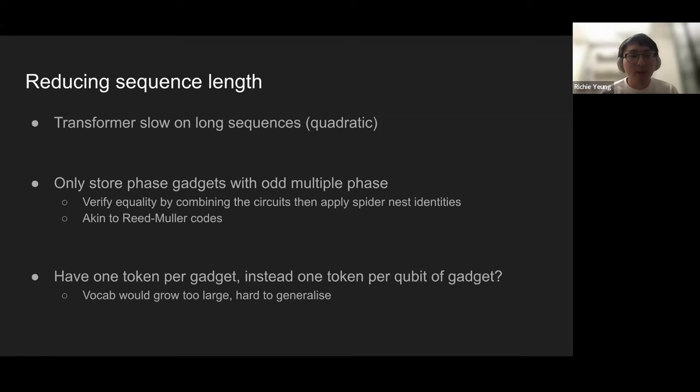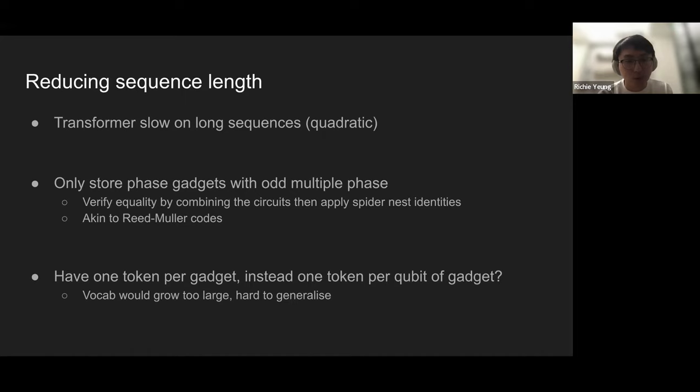When we do this conversion, the way we verify equality of these diagonal Clifford T circuits is that you combine the output with the adjoint of the input. Then you check whether it's equal to identity by applying spider identities on phase gadgets that have more than four legs. If you do this repeatedly, iteratively, you should arrive at a circuit with no phase gadgets of more than four qubits. If it's equal to the identity circuit, then you know the output circuit is equivalent. Otherwise, it's not equivalent. This is actually akin to Reed-Muller codes, because there's a correspondence between reducing T count and doing Reed-Muller decoding.